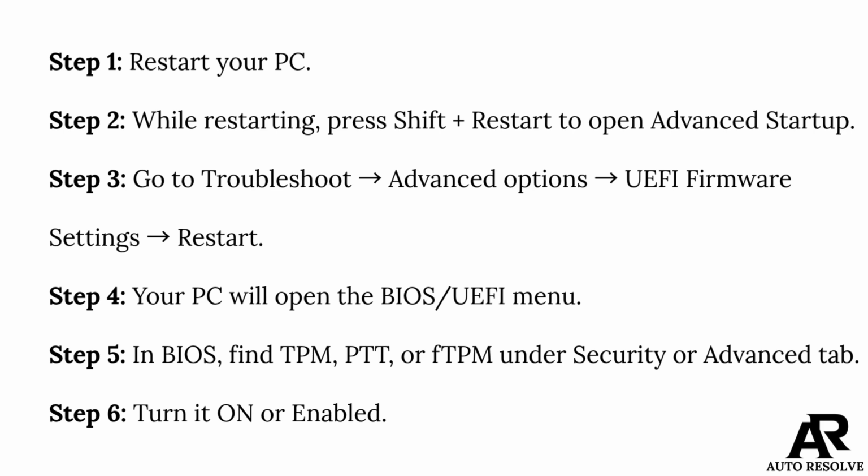Step 4. Your PC will open the BIOS UEFI menu. Step 5. In BIOS, find TPM, PTT, or fTPM under Security or Advanced. Step 6. Turn it on or enabled.